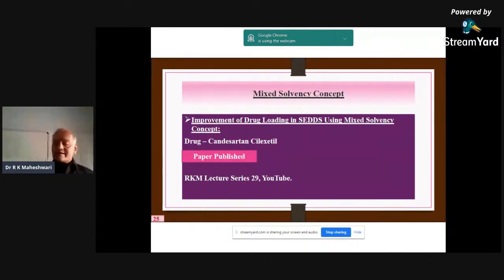Now here, improvement of drug loading in SEDDS, self-emulsifying drug delivery system, using the solvency concept. The paper is published; the drug taken was candesartan cilexetil. By use of solid solubilizer, there was high drug loading and reduced concentration of surfactant and co-surfactant. Please see the details in RKM lecture series 29.